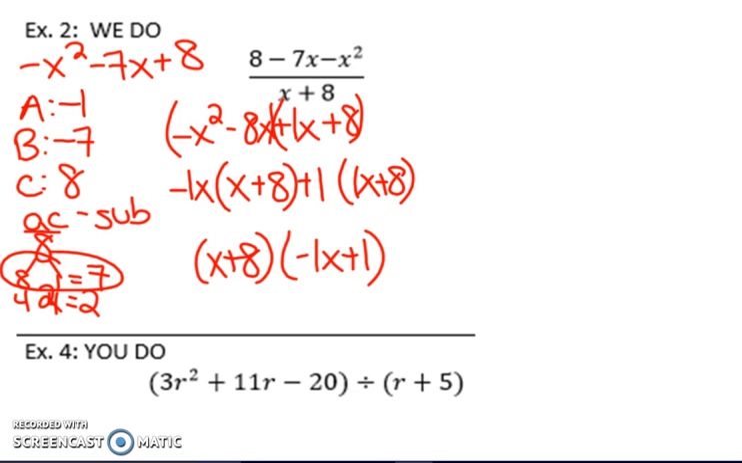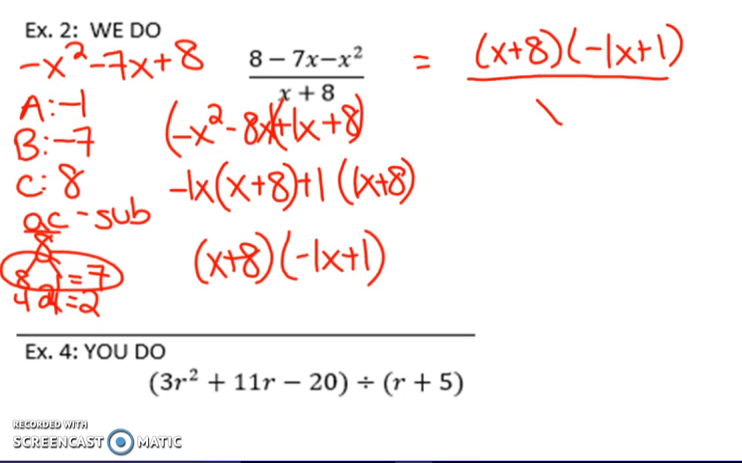Make sure your answer is always that binomial. If you can't pull a number out, pull a 1 out, because any number divided by 1 gives you that number. So now, this is the factored form of my numerator. We have x plus 8 and negative 1x plus 1. My denominator is in descending form, so we're going to leave it the same.